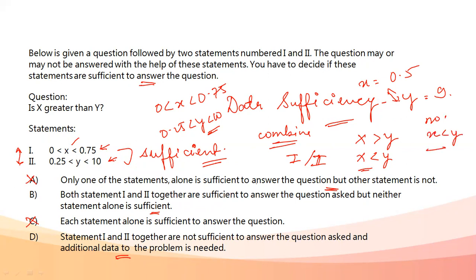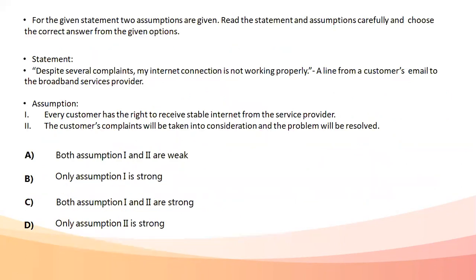How did I get to the answer? I combined both the statements. When I combine both the statements, I get to the answer. In some places x can be greater than y, in some places it is less than y. That is obtained by combination of the two statements. My answer is option B. Next.